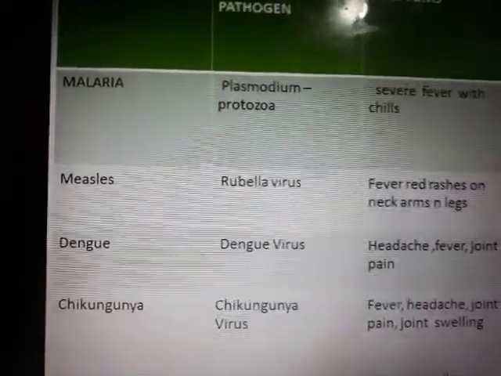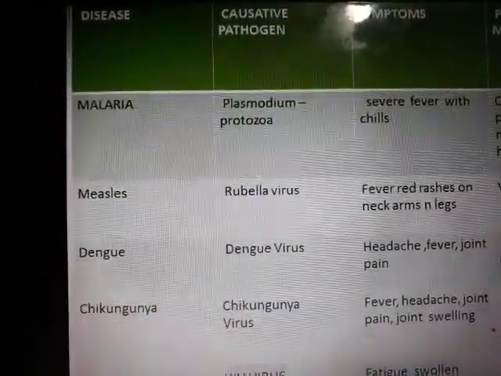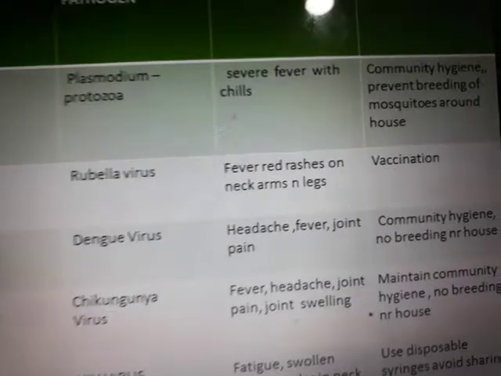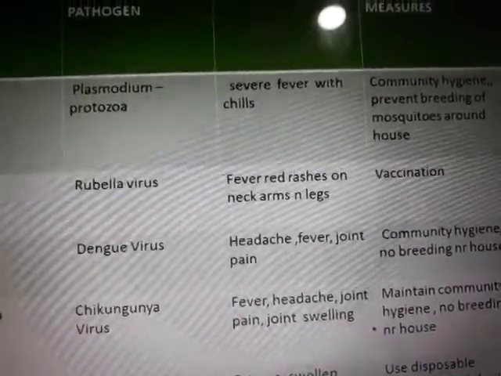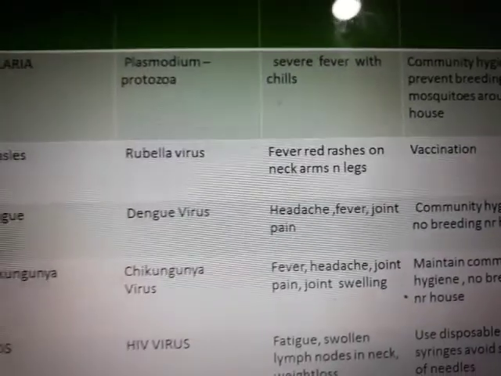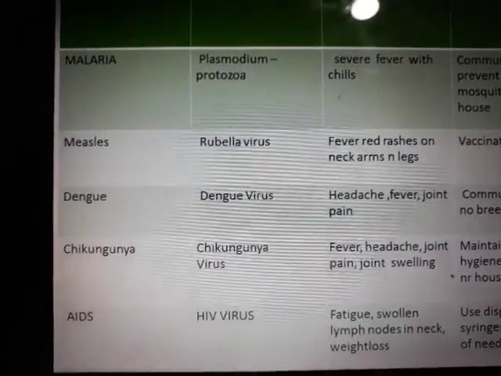Next, measles, caused by the rubella virus. This is a virus now. Rubella is a virus, and fever and red rashes on the neck, arms and legs as well are seen because of measles. The preventive measure is vaccination only.